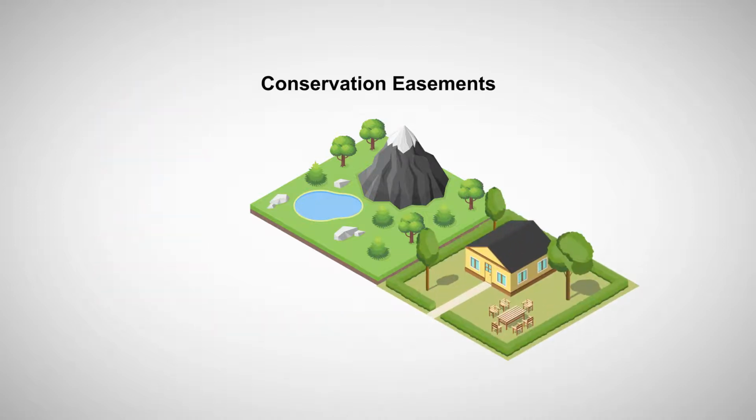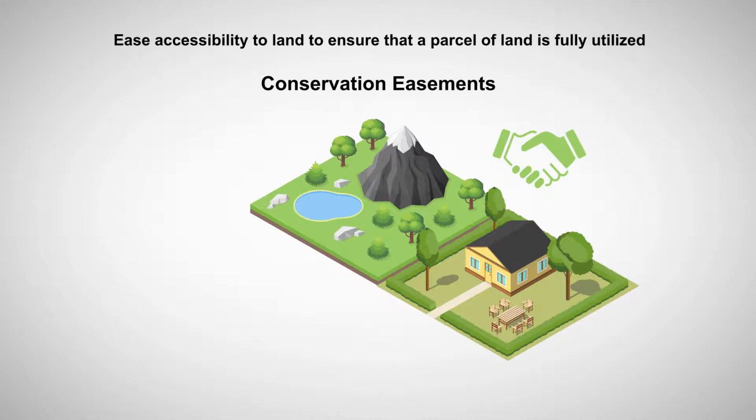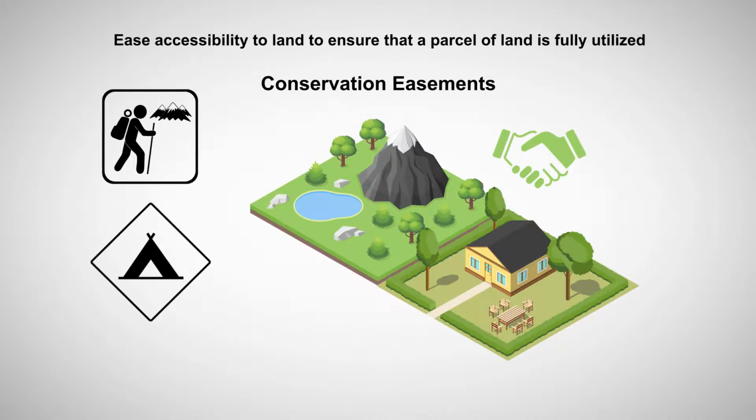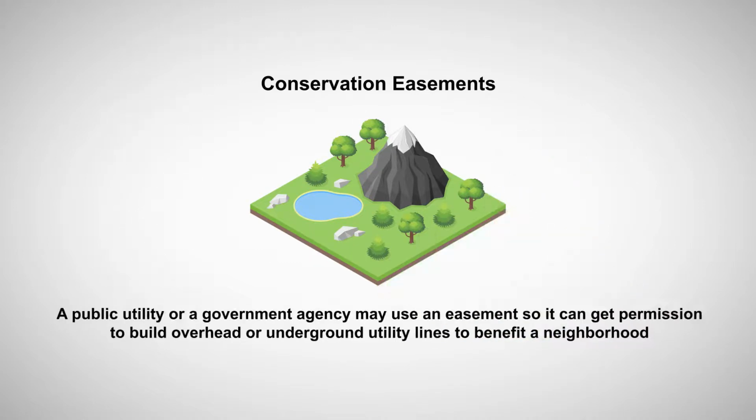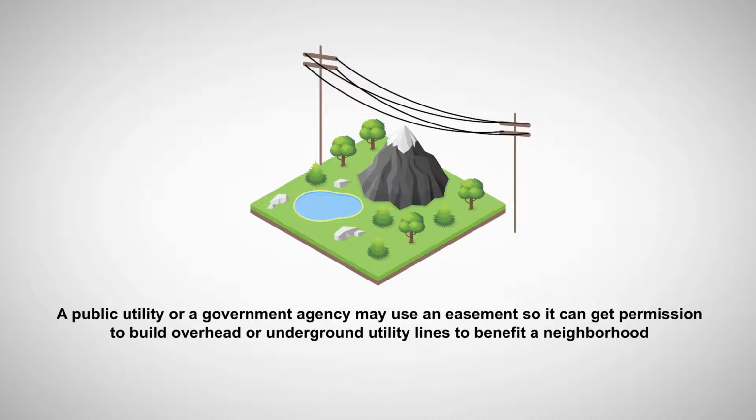Neighbors can use easements to foster cooperation and ease accessibility to land to ensure that a parcel of land is fully utilized. A public utility or a government agency may use an easement so it can get permission to build overhead or underground utility lines to benefit a neighborhood.